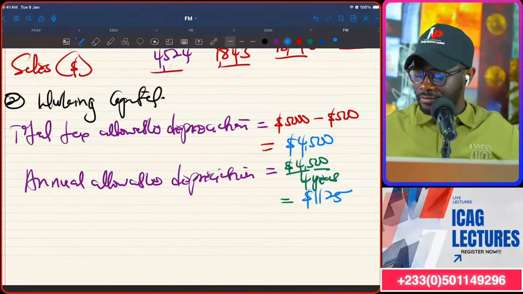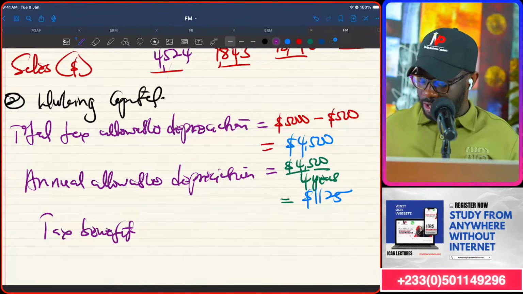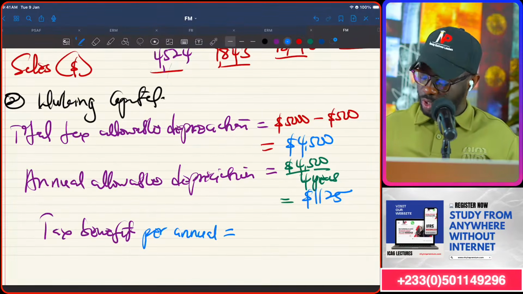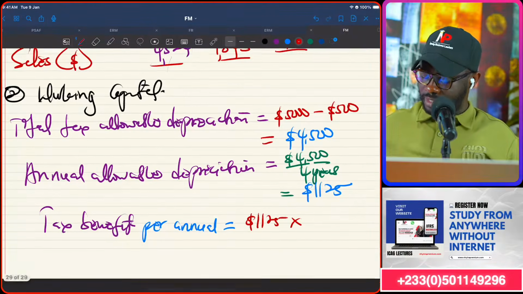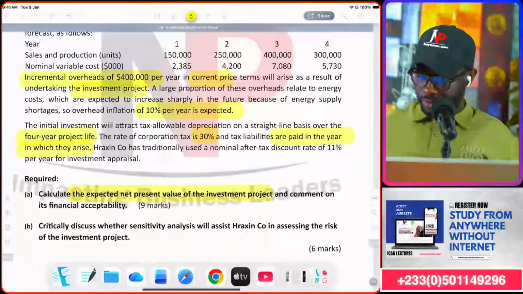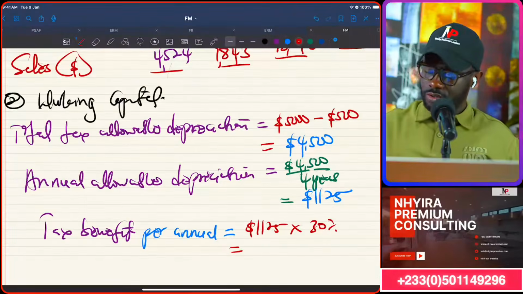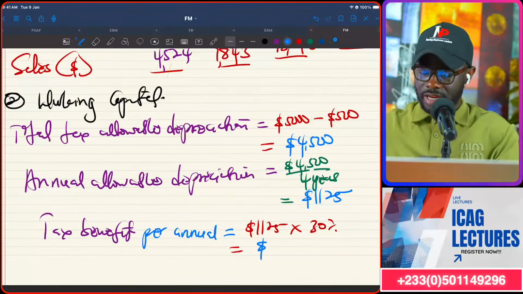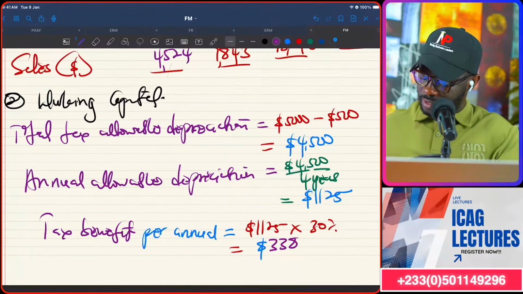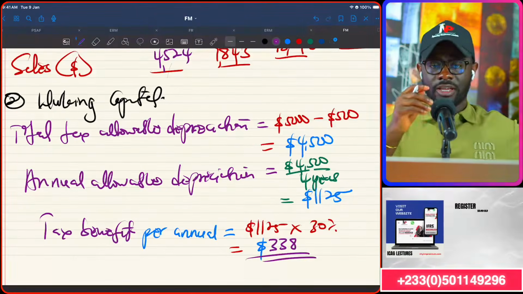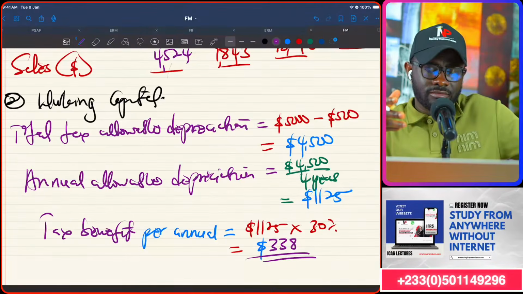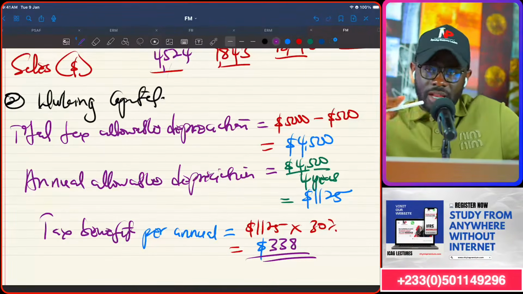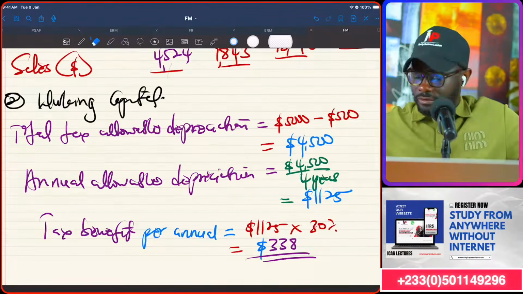But what is the tax benefit that we will get? Because your tax benefit is the allowable depreciation multiplied by the tax rate. So the tax benefit per annum will be 1,125 times the tax rate. In this question, our tax rate, we are told, is 30%. So 30% of my answer is 337, but to the nearest whole number, we can do 338. This is how we calculate capital allowance, or the tax benefit, if it is granted on straight line basis. If it is on the reducing balance, the flow will be different. You will do your reducing balance the way you know how to do reducing balance. Got to be mindful of that.